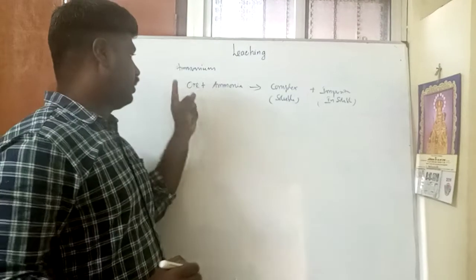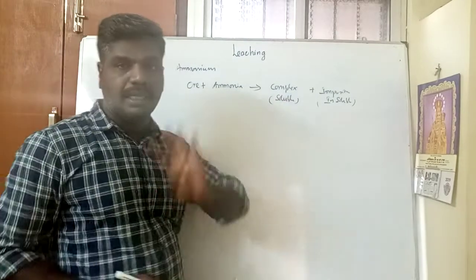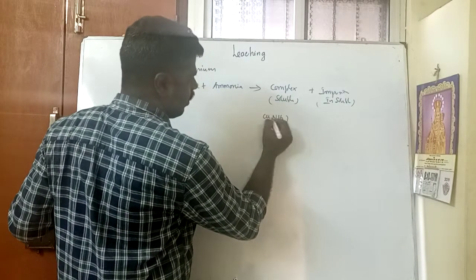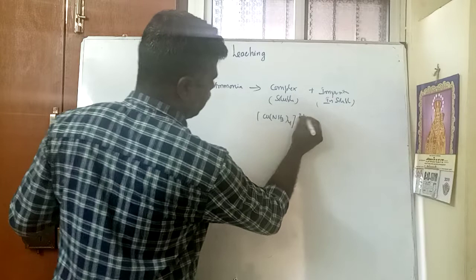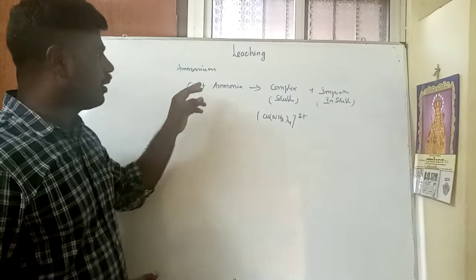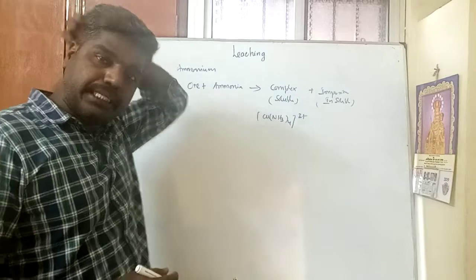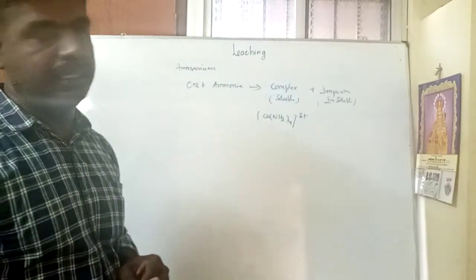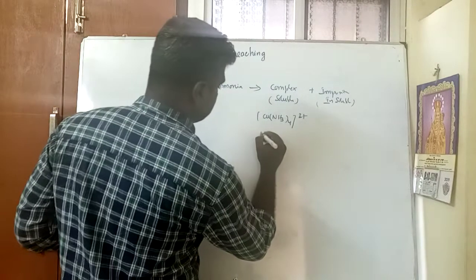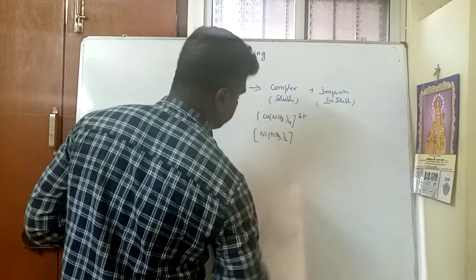The ore mixed with ammonia forms a soluble complex. Impurities are insoluble. Let's take copper as an example. This is a complex, the tetraamminecopper(II) ion. It means the ore of copper is mixed with a solvent like ammonia. It forms a soluble complex. Impurities are removed by this method; they are insoluble and we can easily filter them off. One more example is nickel. Nickel also forms a soluble complex.